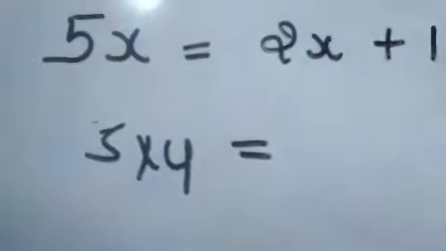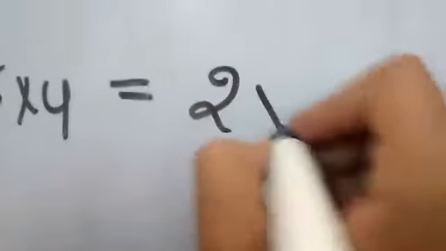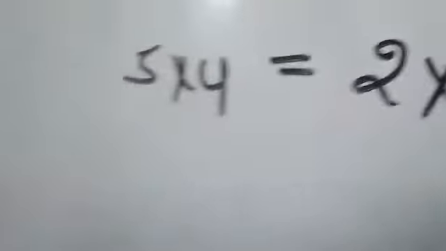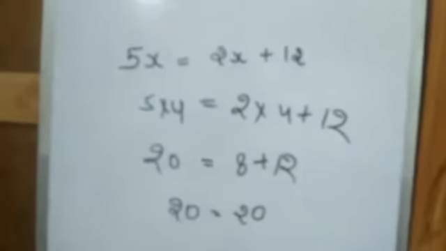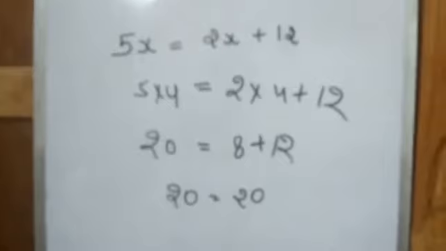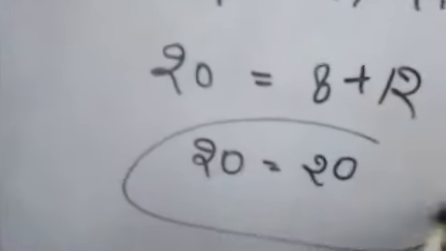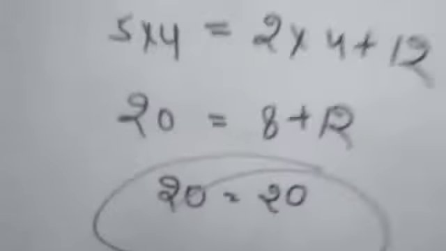So 5 into 4 is equal to 2 into 4 plus 12. So here it will be 20 is equal to 8 plus 12. So 20 is equal to 20. So it means the value of x is 4 because both the sides have become equal.